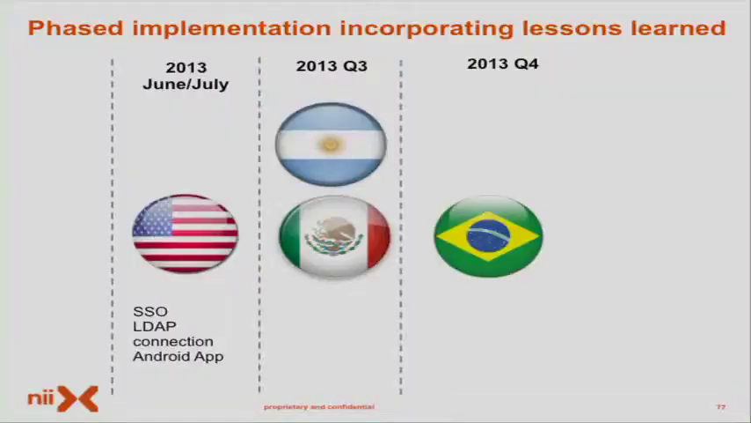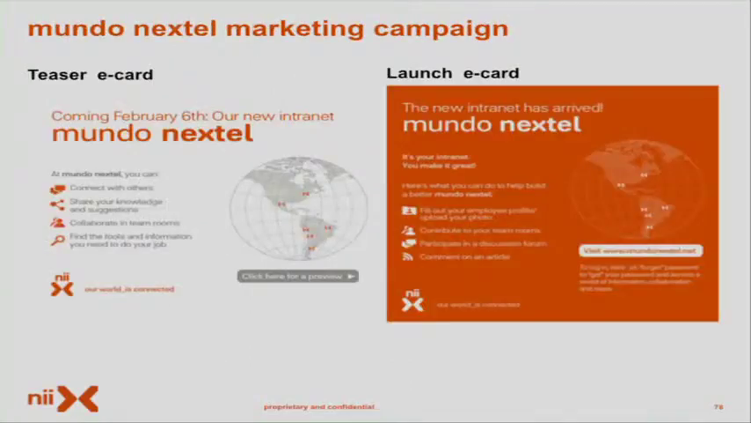So here's our implementation. We decided to roll out in a phased implementation, incorporating the lessons learned as we move from one country to the other. And it's not because you build it that they will come. When we launched at headquarters, we had an adoption marketing internal communication campaign that will be translated and used in each market locally.